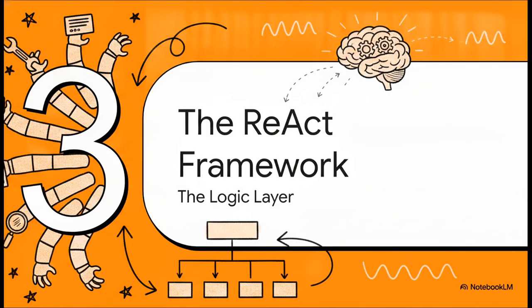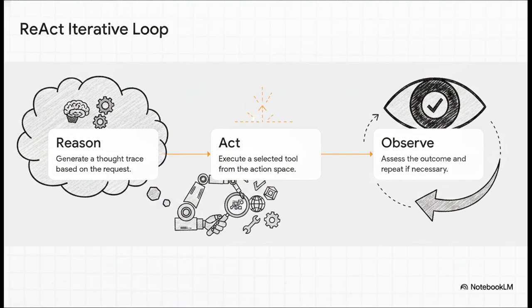Section 3. The ReACT framework. Because having limbs isn't enough, the agent needs a logic layer to use them effectively. And that brings us to the ReACT framework. This is a highly structured architecture for agentic workflows, and it operates in a continuous iterative loop. Step 1 is reason. The LLM generates a reasoning trace, analyzing the user's request and deciding on a specific course of action.